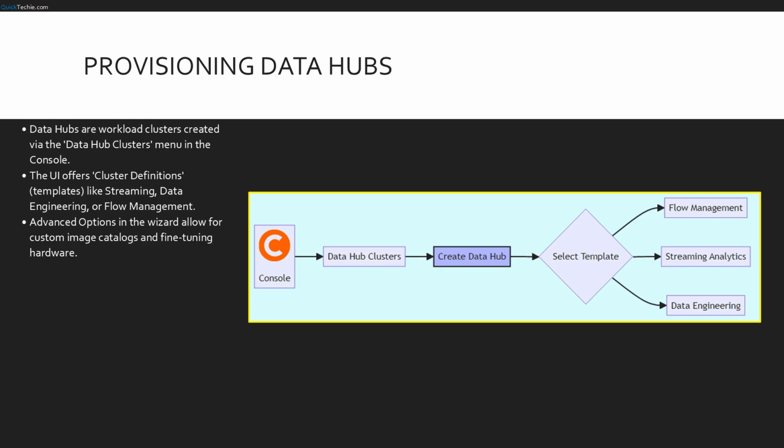This flow shows the provisioning path. You start at the console, move to the Data Hub Clusters section, and initiate the Create Data Hub action. The critical decision point is selecting the template. The diagram shows options like flow management, streaming analytics, and data engineering, all of which are selectable directly from the drop-down menus in the interface.